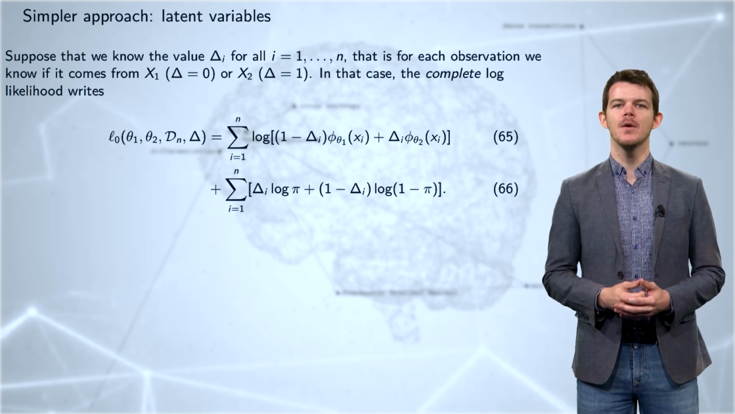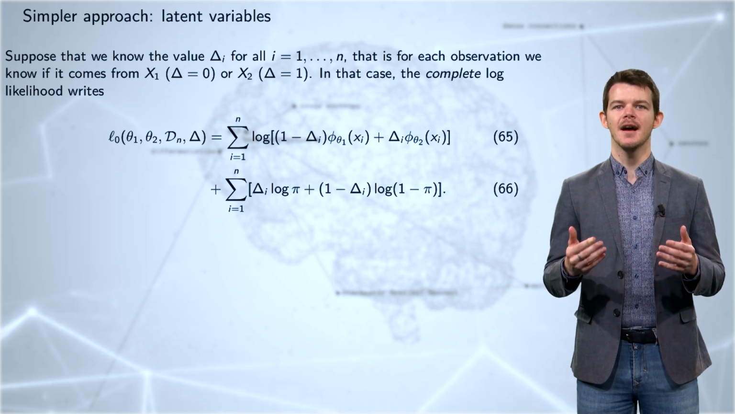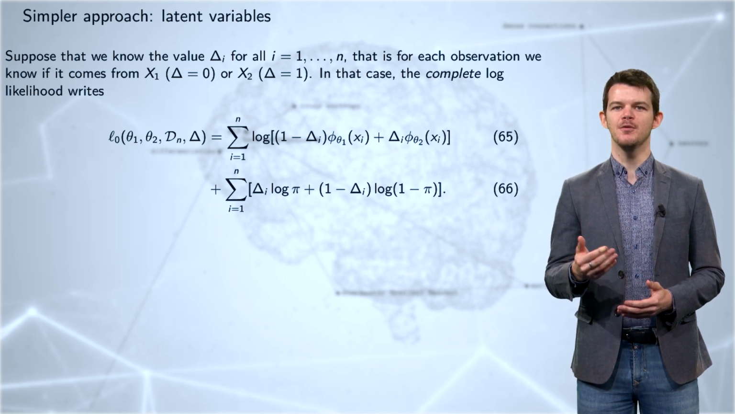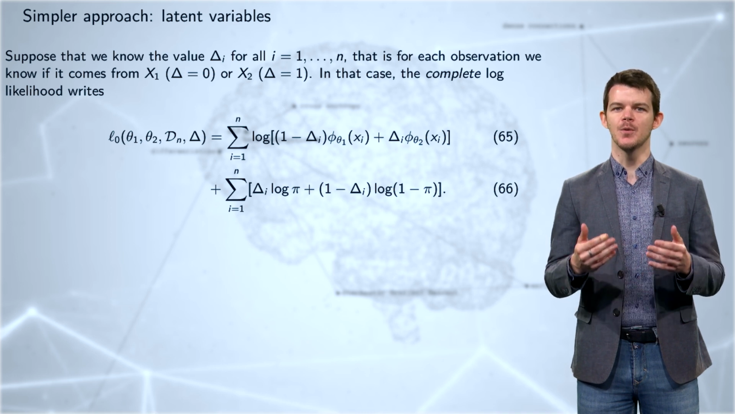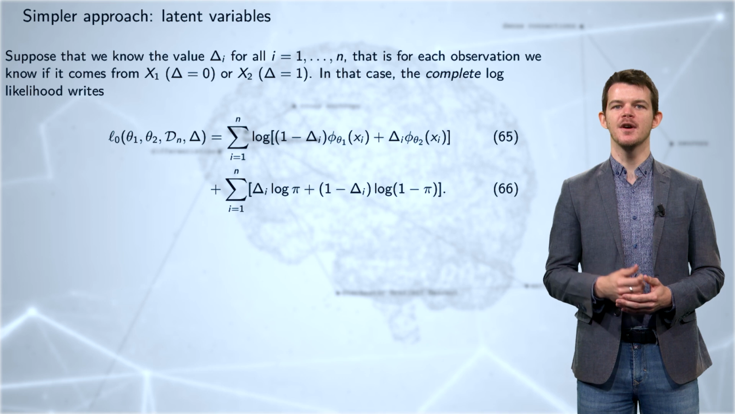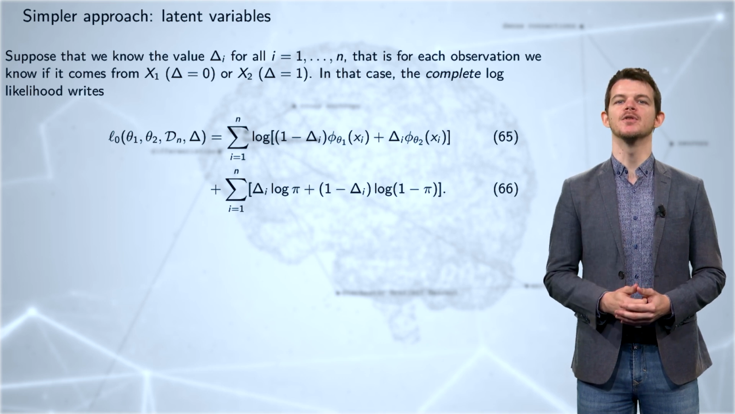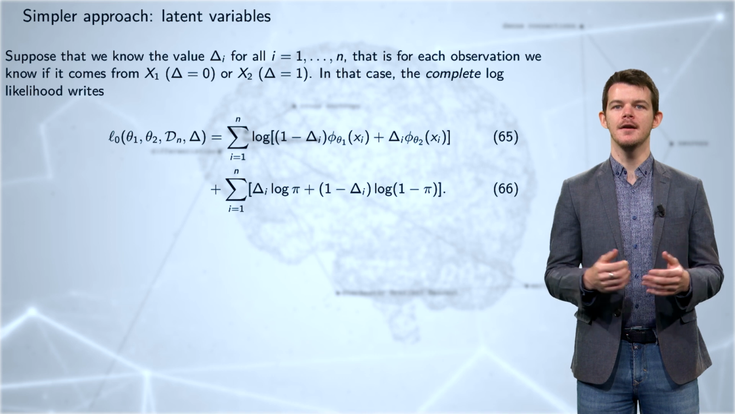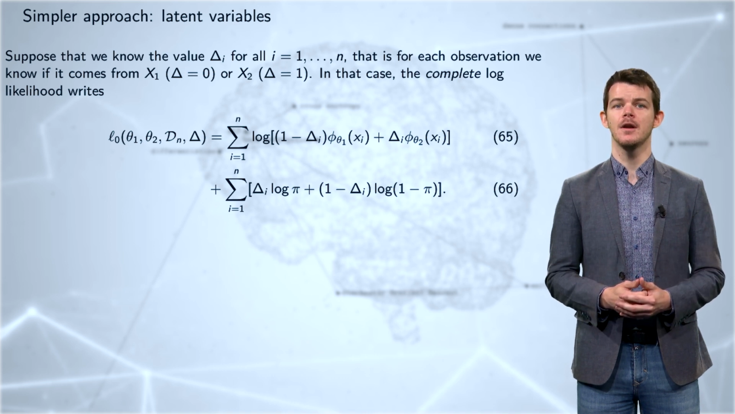In the case where we know delta I, the corresponding log likelihood, called the complete log likelihood, writes as in equation 65-66. The first term is the same as before, but there is an extra term corresponding to the random variable delta I, which is a Bernoulli variable. The second term corresponds to the log probability of having delta I equal to 0 or 1, which depends on the probability pi, the probability that delta equals 1. You can obtain this exact expression by writing the joint distribution of x and delta and the corresponding log likelihood, which is exactly the complete log likelihood.